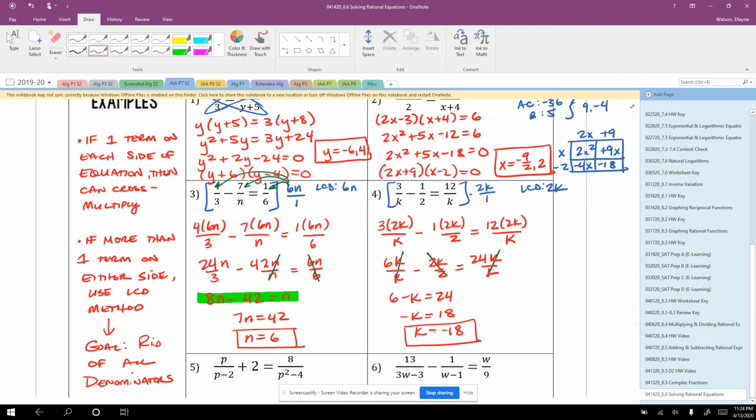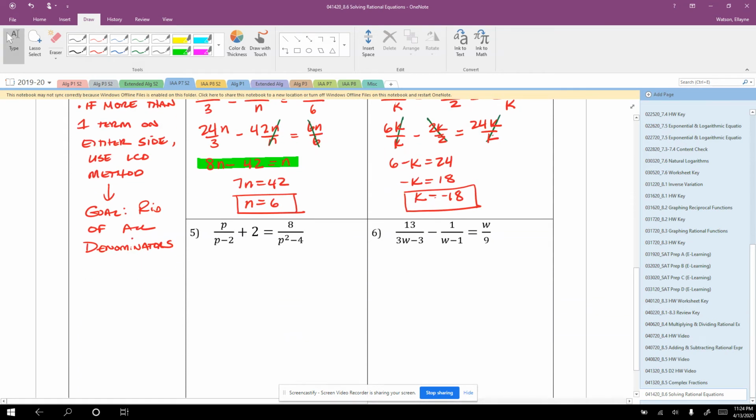Okay, and let's step it up just slightly. One more level here. Same concept. These are just going to be a little more involved and likely a little more factoring. LCD here is going to be, we'll see this factors to p plus 2 times p minus 2. So that ends up being our LCD. So I'll multiply both sides by that.